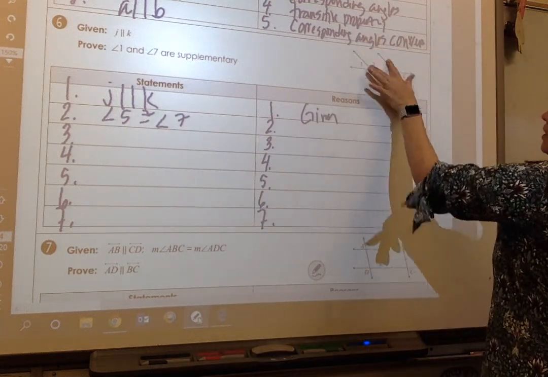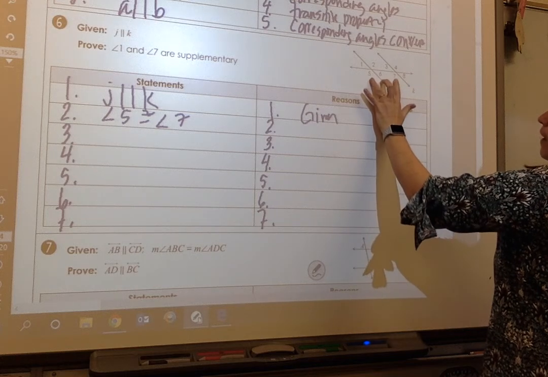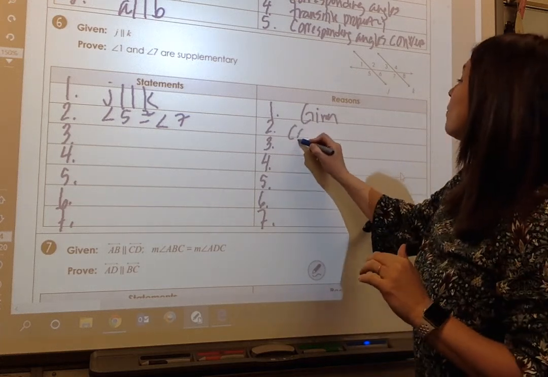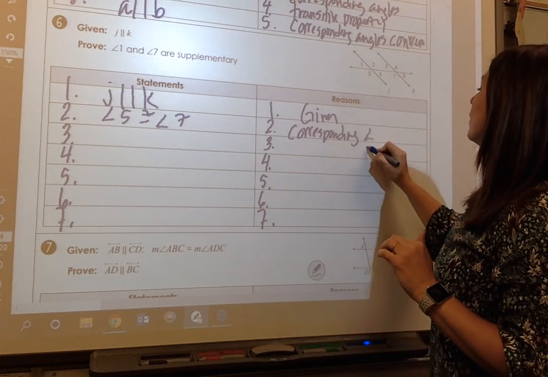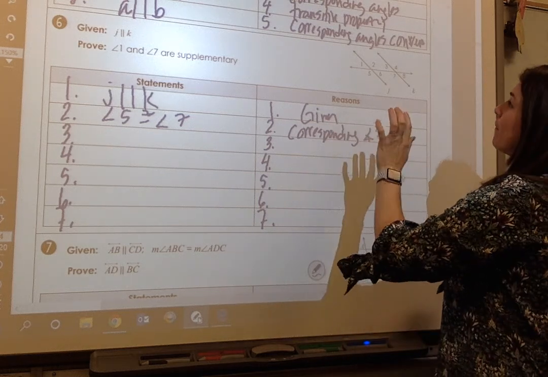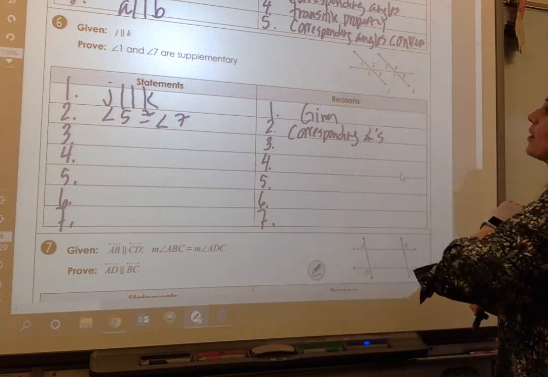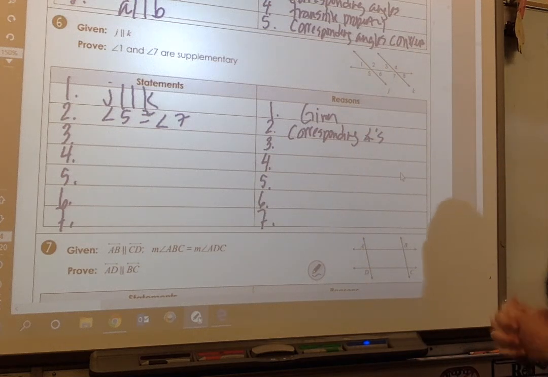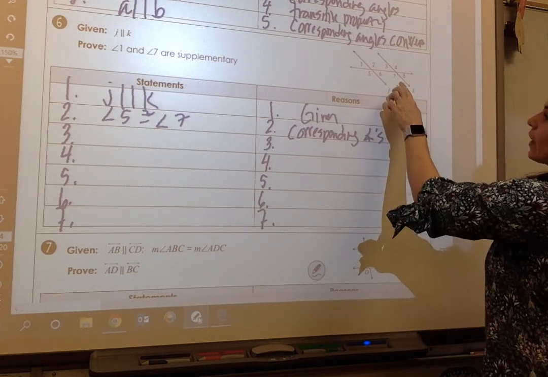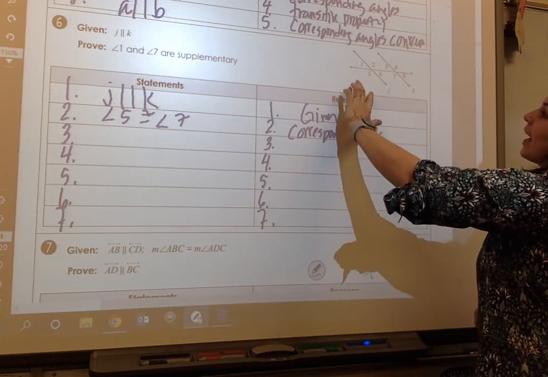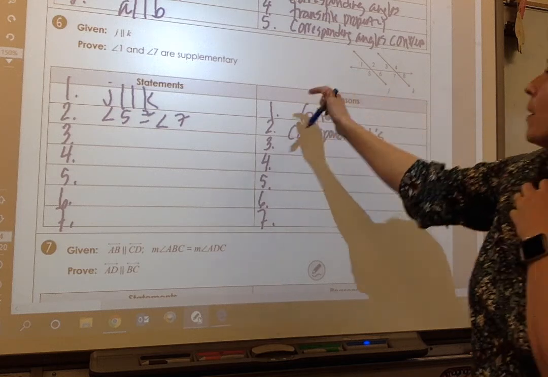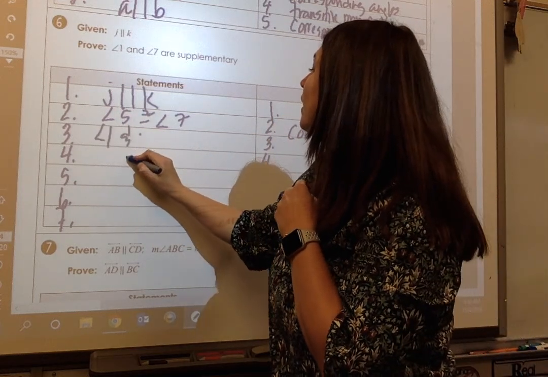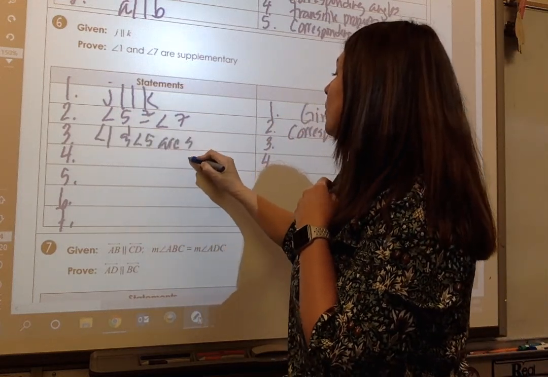So because J and K are parallel, angle 5 and angle 7 are congruent because corresponding angles. Not converse, just corresponding angles. Eventually, I'm trying to prove that 1 and 7 are supplementary to each other. All right, so now I know that angle 5 and angle 7 are congruent. I can say angle 1 and angle 5 are supplementary.